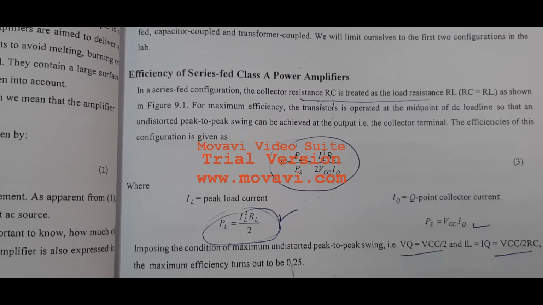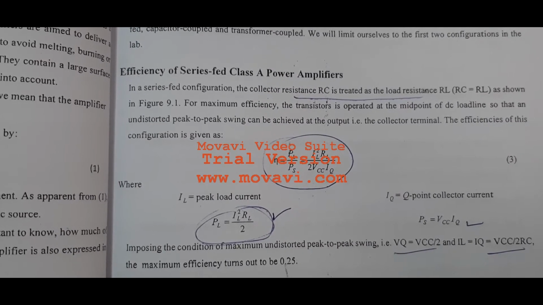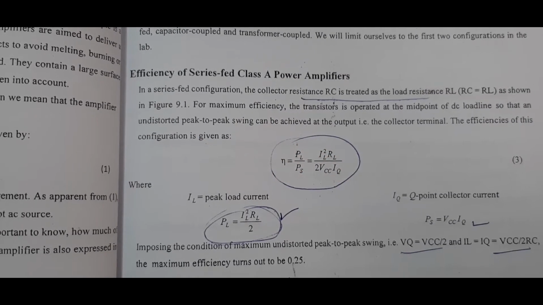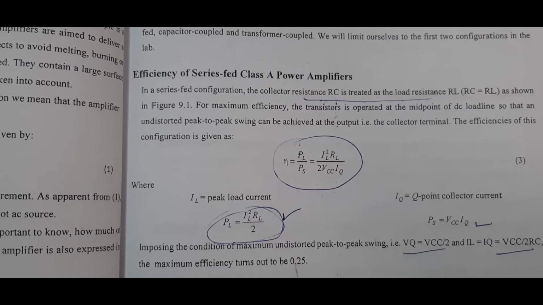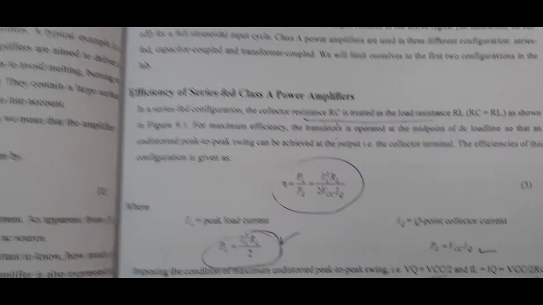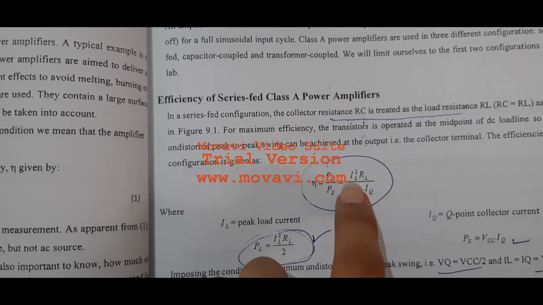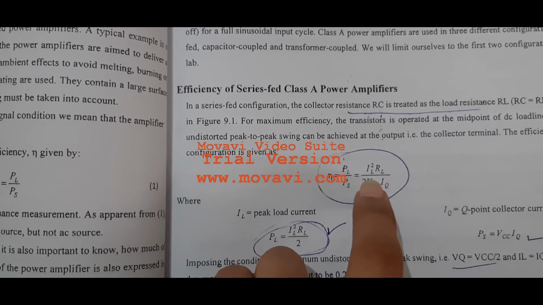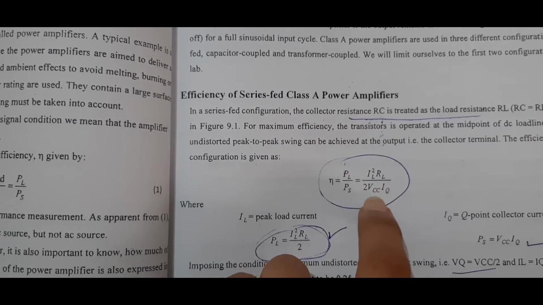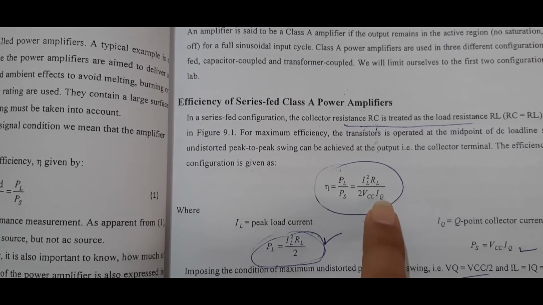The efficiency of the class A amplifier is related to two terms, that is PL, which is the power delivered to the load, and PS, which is the power drawn from the source. According to the formulas given, we have to find two values, that is IL, which is the AC current delivered to the load, which in this case is through RC, and IQ, which is the Q point current when the DC voltage is applied.